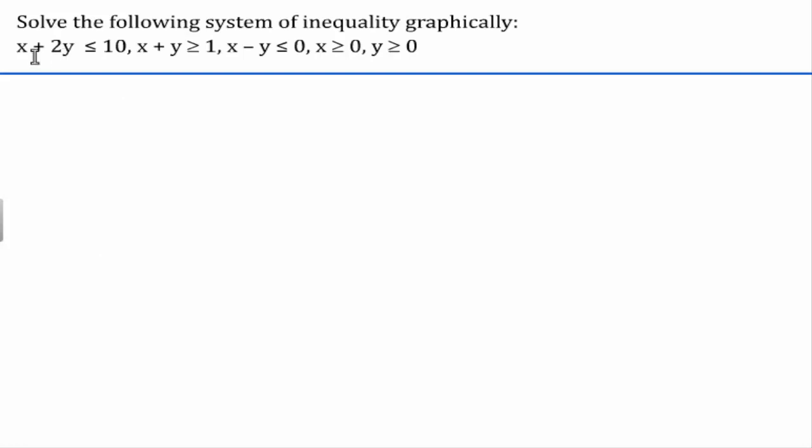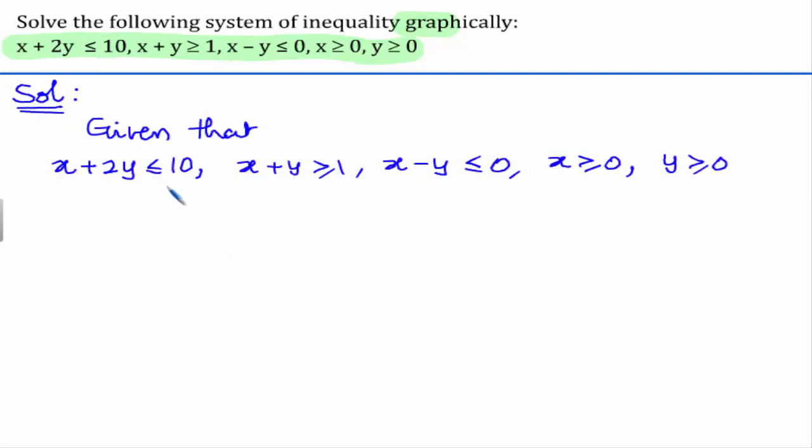In this question, we need to solve the given system of inequalities using the graph. There are 5 inequalities in this question. Let us solve the problem now. Given inequalities are x plus 2y less than or equal to 10, x plus y greater than or equal to 1, x minus y less than or equal to 0, x greater than or equal to 0, and y greater than or equal to 0.